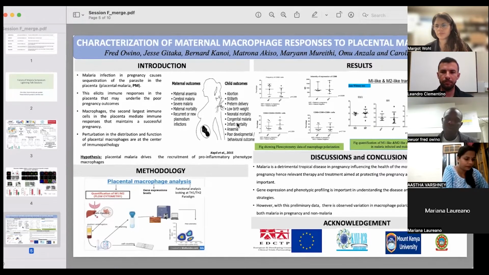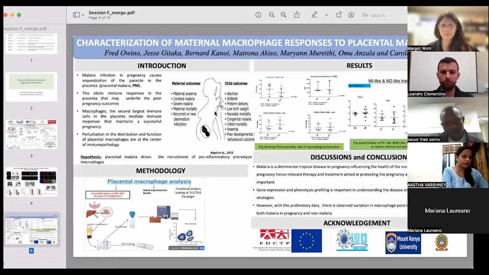Like I've mentioned, when there is a change in the microenvironment, that's a change in the placental environment due to infection with Plasmodium falciparum, for example, then macrophages, the second largest immune cells, recruit other cells to come to fight the disease. And in doing so, this results in pro-inflammatory effects that can end up causing deleterious effects to the mother and also the fetus.